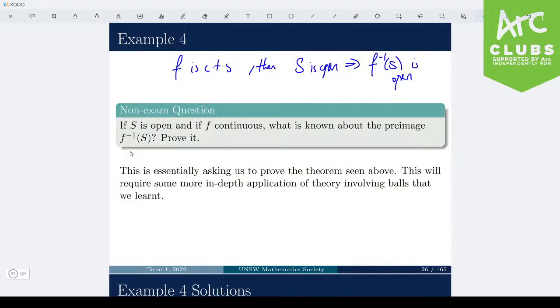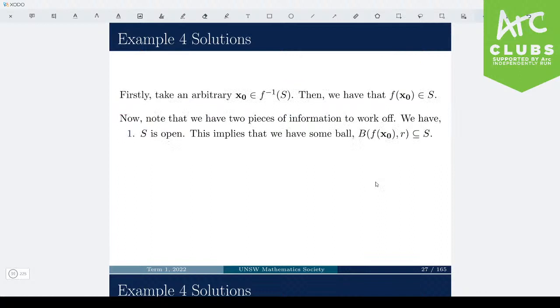Okay. So how can we prove that? This proof will require some more in-depth application of the theory involving epsilon and delta balls. Okay. Let's have a go. Firstly, let's denote x0 as being some arbitrary element within the pre-image of S. Then, of course, we have that f(x0) is within S. We just take the inverse over. Now note that we have two pieces of information to work off. Firstly, we have that S is open. If S is open, this implies that we have some ball around f(x0) that is a subset of S.